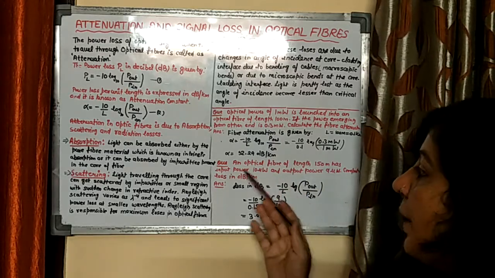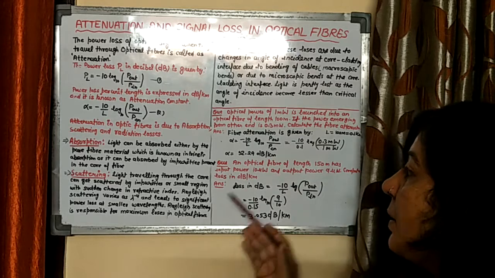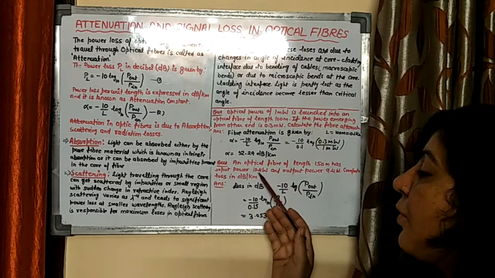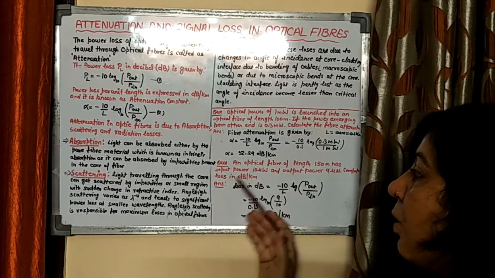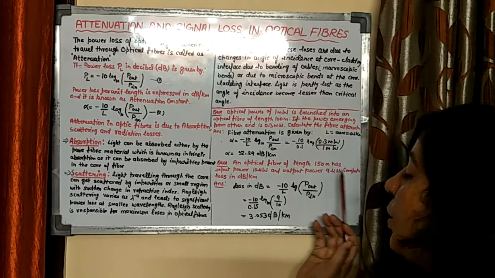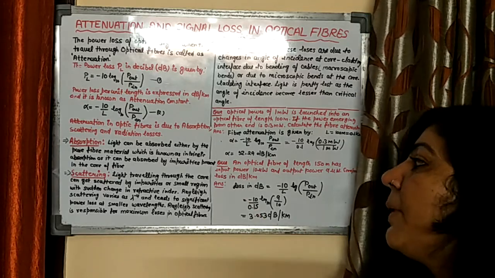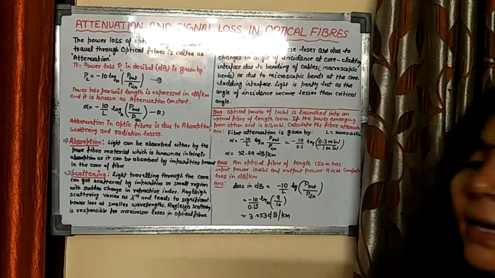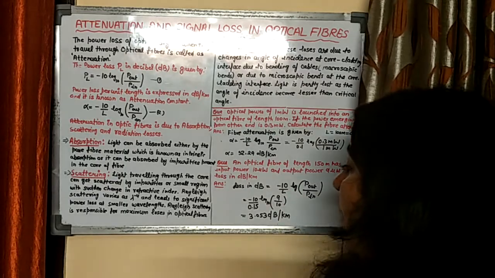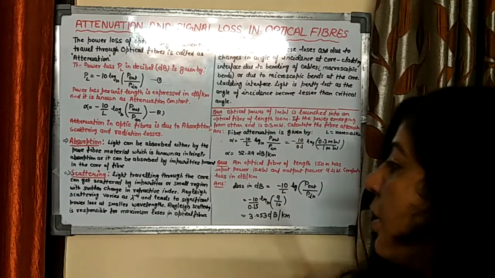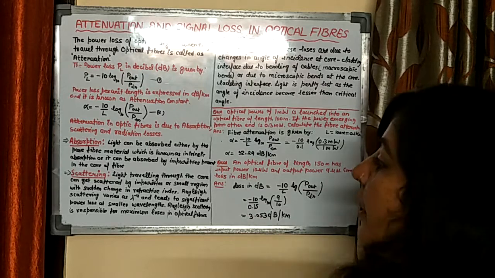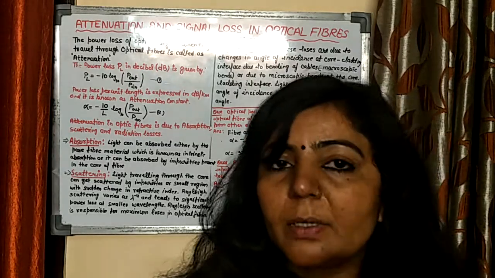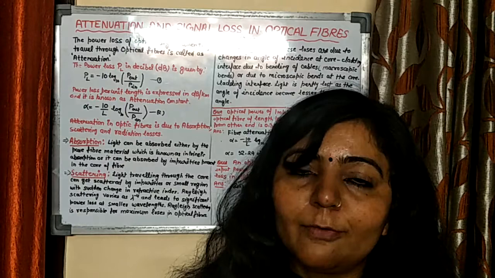One more example: an optical fiber of length 150 meter has an input power of 10 microwatt and output power of 9 microwatt. You have to find the loss in decibel per kilometer. Again, same formula, minus 10 upon L log of output power upon input power. After solving, you get this loss in decibel per kilometer. So that's it about signal losses or attenuation in optical fibers. Thank you.